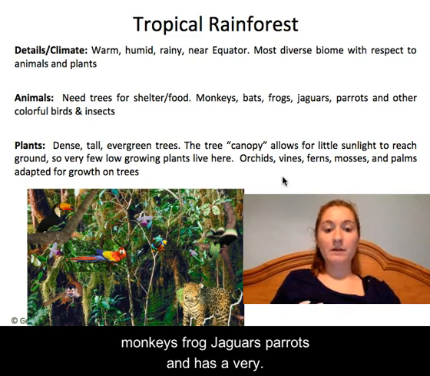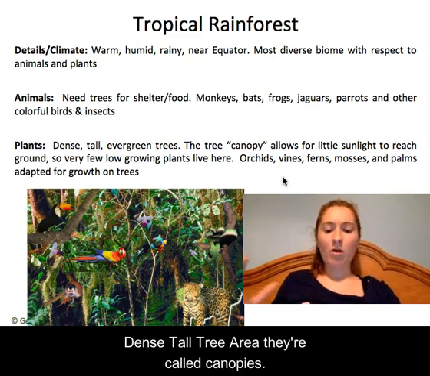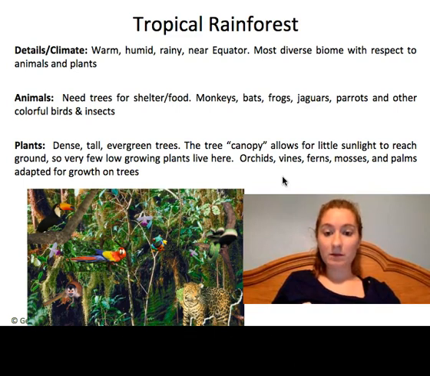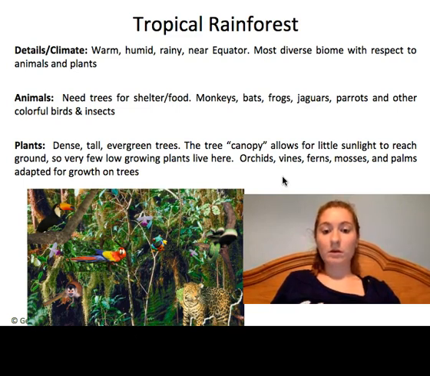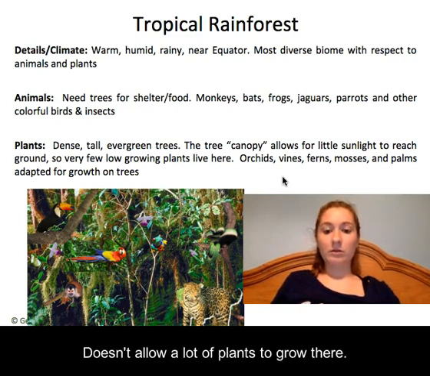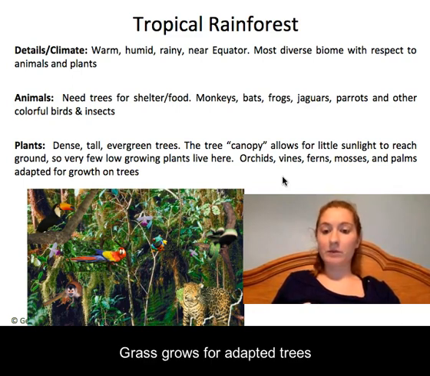It has a very dense, tall tree-like area. They're called canopies. So that does not allow a lot of sunlight to get to the ground. It doesn't allow a lot of plants to grow there. It grows adapted trees, palms, and mosses.